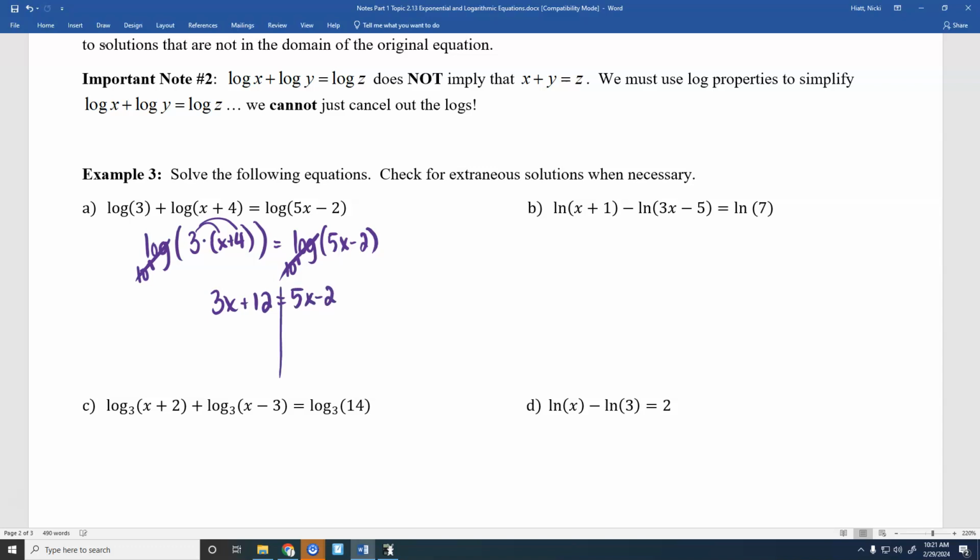And I just need to get the x's together. I would subtract the 3x. So I'll get 12 equals 2x minus 2, add 2, 14 equals 2x, x will equal 7. You do want to check on all of these, especially when you're using log properties. You cannot take the log of a negative number. So you want to plug your answer back into each of your logs and make sure you're not getting a negative number, because if you are, you'll have to throw that answer out. But 7 plus 4 is going to be positive. 5 times 7 minus 2, also positive, so this answer is okay.